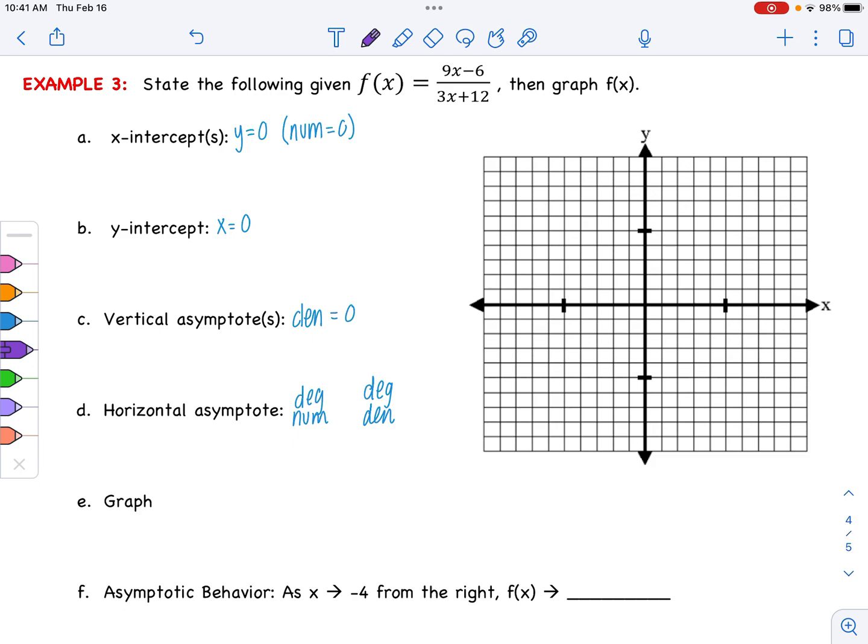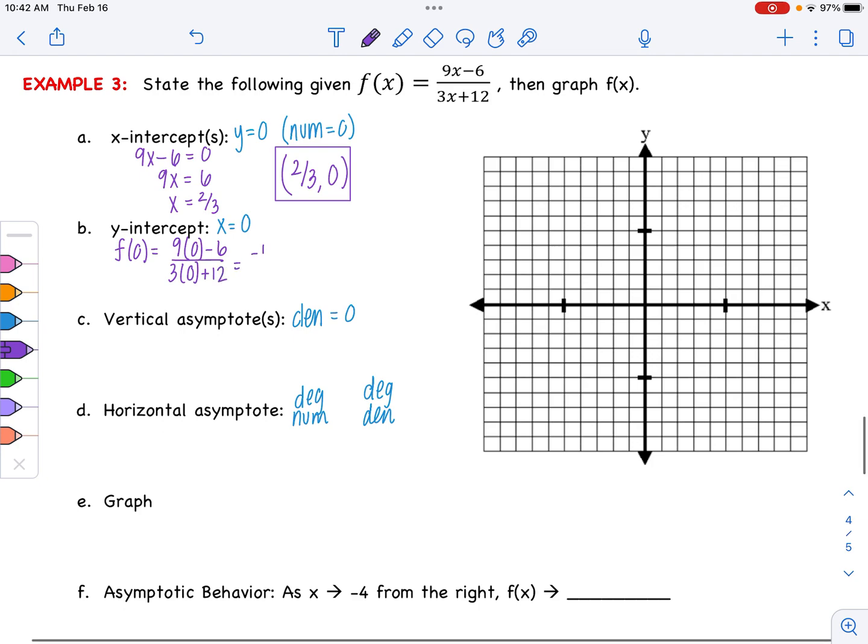Okay, so now let's start doing the algebra. Numerator equal to 0, 9x minus 6 equals 0. 9x equals 6. x would be 2/3. So I'm going to cross at (2/3, 0). Y-intercept, plug in x is 0. f of 0, 9 times 0 minus 6 over 3 times 0 plus 12. Get negative 1/2. So it's (0, -1/2) where I will cross.